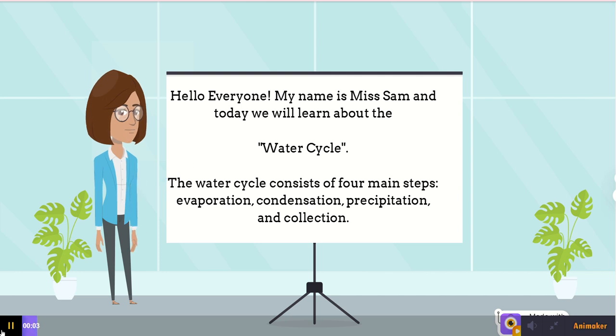My name is Miss Sam, and today we will learn about the water cycle. The water cycle consists of four main steps: evaporation, condensation, precipitation, and collection.